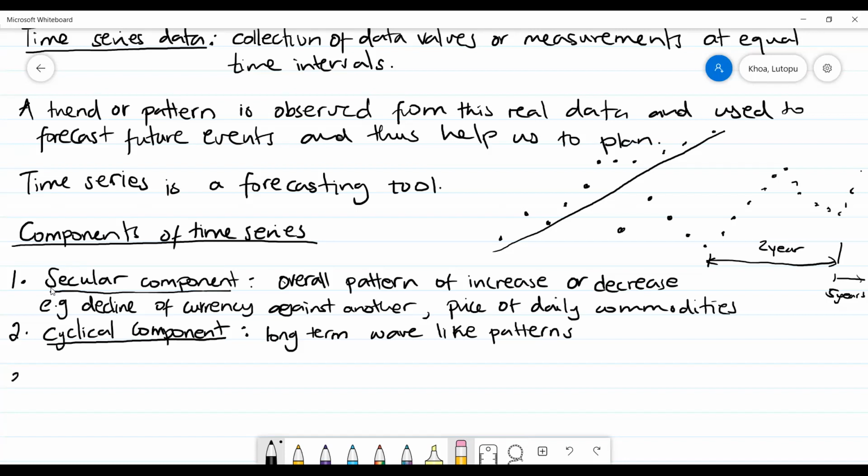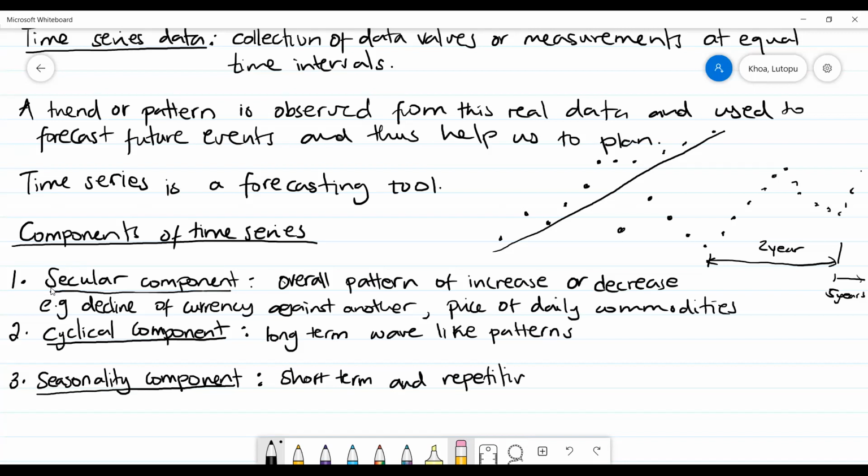Okay, and then we have our seasonal or seasonality component. Now, seasonality is slightly similar to the cyclic in that there are waves or patterns, but this one is short term and repetitive patterns. With cyclical, we do have patterns, but they're not at regular intervals. But with seasonality, they are more regular. So you might notice it's short term.